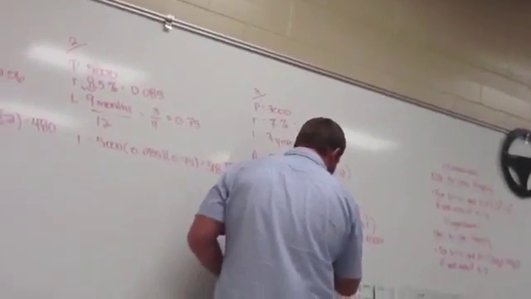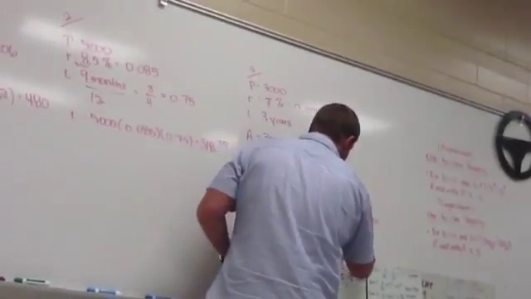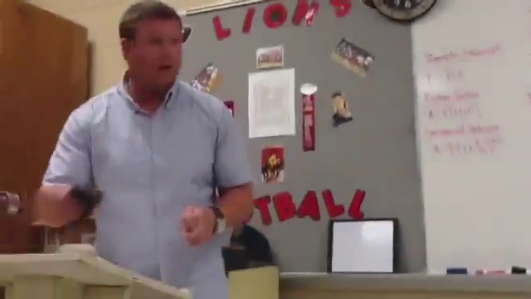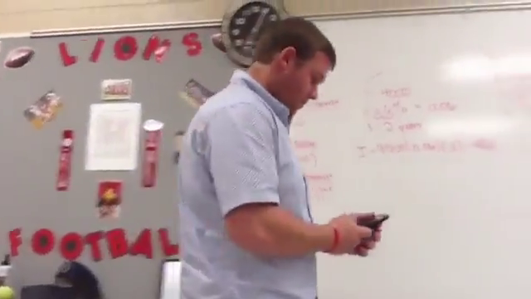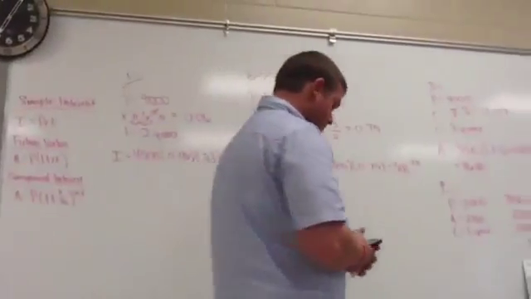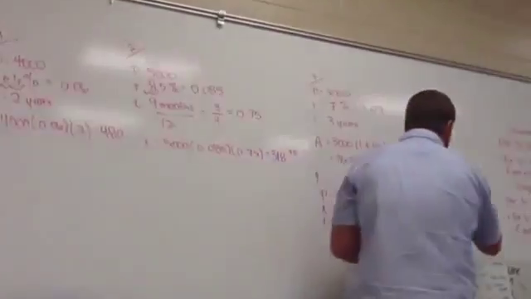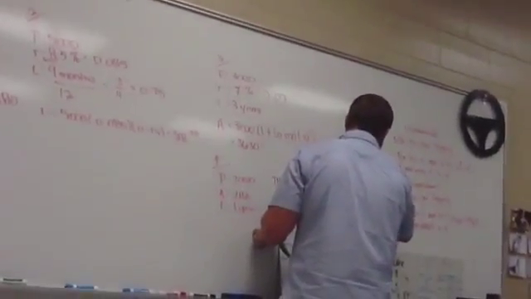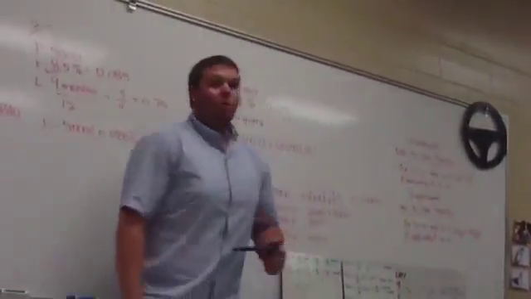So I've got 150 equals 2,000 R. And you would divide it. If I say 150 divided by 2,000, I get that R equals 0.075. Now, what do I need to change?